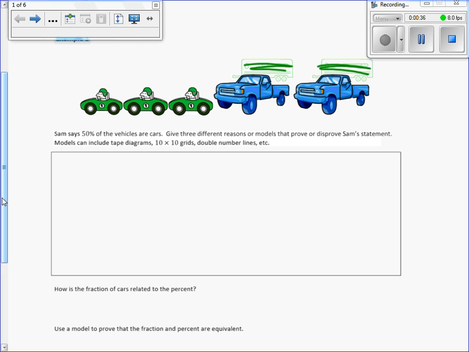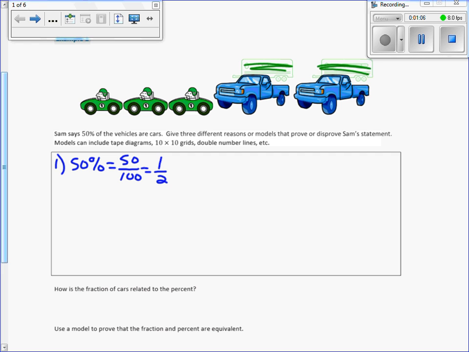Sam says 50% of the vehicles are cars. Give 3 different reasons or models that prove or disprove Sam's statement. Models can include tape diagrams, 10 by 10 grids, double number lines, etc. All right, so here's one thing we can do. We can say 50% equals 50 over 100. And that reduces to 1 over 2.